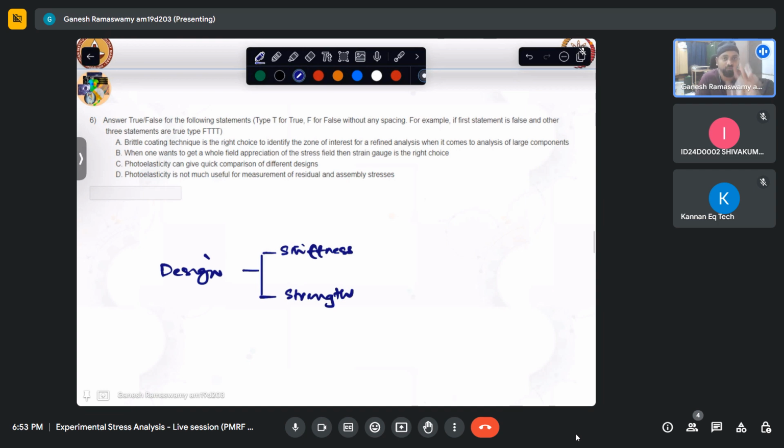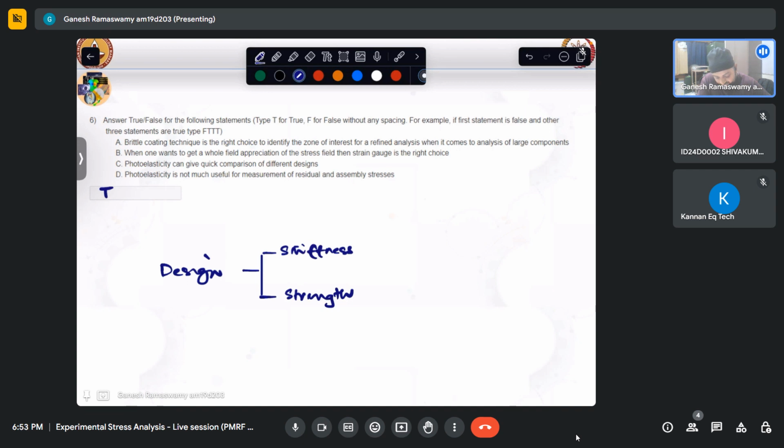Now, what we do, we go into that area, and then we can use other techniques such as strain gauges in order to correctly identify what the levels of those stresses and strains induced are, and whether they are within the permissible thresholds. So that way, brittle coating is very ideal in identifying quickly which are the places of large stress or strain, so to speak. So this is true. This is true that it is so.